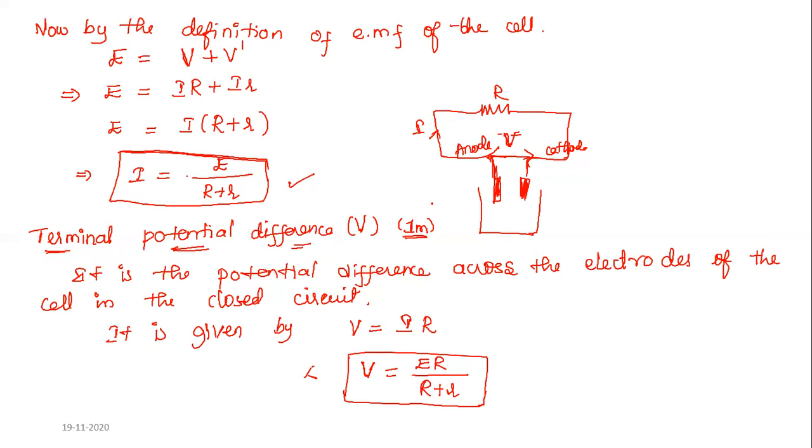Then we defined the terminal potential difference, denoted by V. It is the potential difference across the electrodes of the cell in a closed circuit, and is given by V equals E into R divided by R plus r. This is the expression for terminal potential difference.